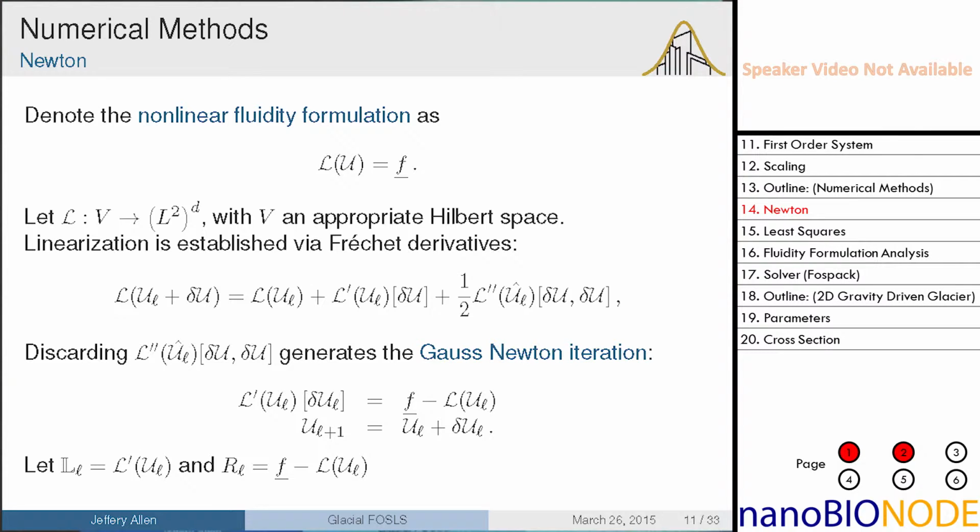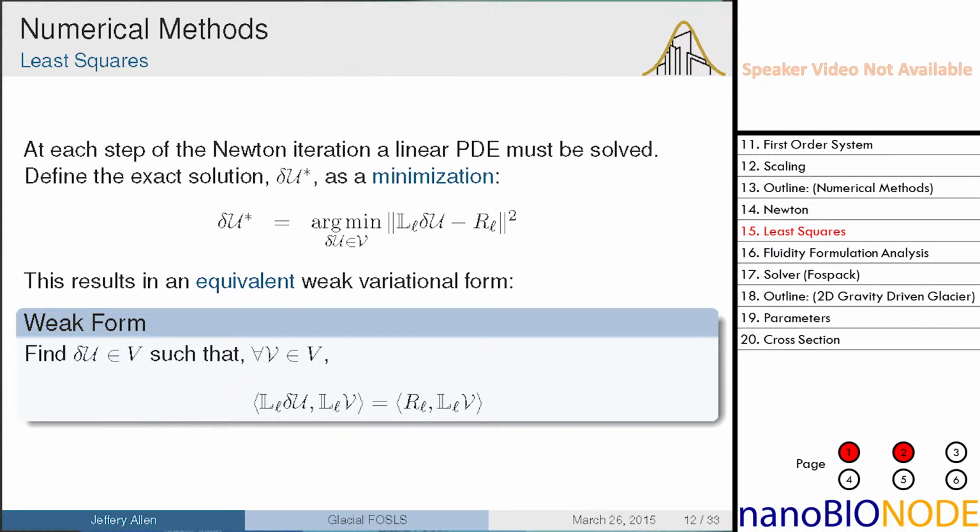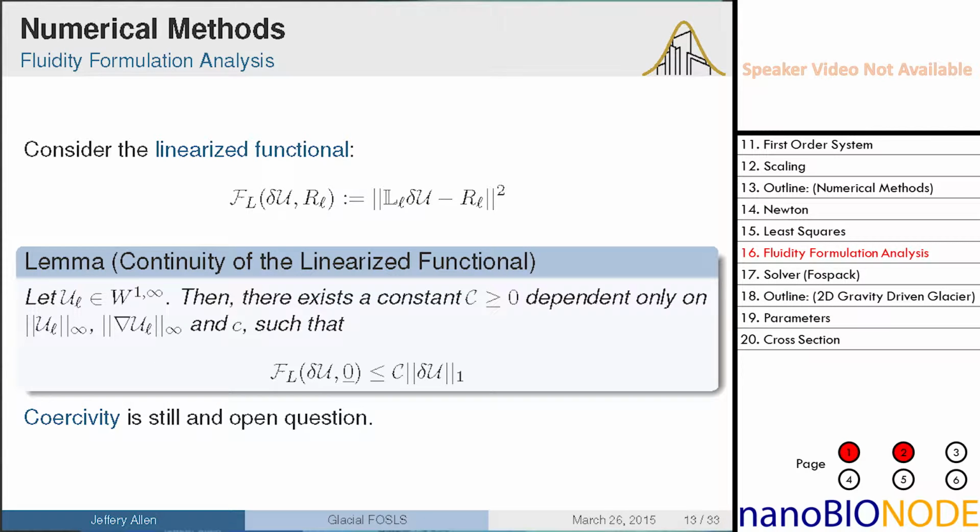Now we want to solve this new linearized iteration, and to do that, we're going to solve it using a least squares method, which basically amounts to minimizing this norm, which we can show is equivalent to solving the weak form, that guy. If we actually analyze the fluidity form, if we consider this linearized functional, we can say that if we have enough regularity in our previous guess, our fluidity form is continuous. Coercivity, on the other hand, is a lot more difficult to prove.